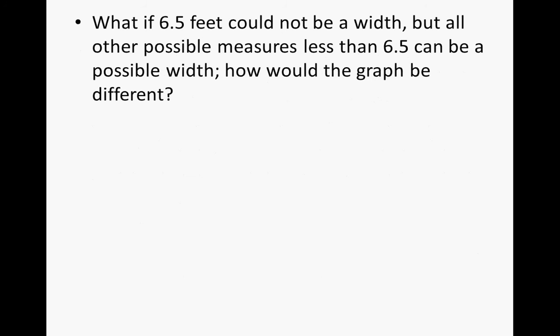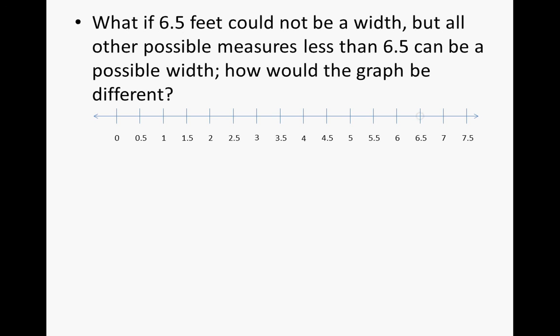So what if 6.5 feet could not be a width, but all other possible measures less than 6.5 feet could be a possible width? How would the graph be different? Well, we would start with our number line again, but this time instead of a closed circle, we would have an open circle to represent the fact that the value cannot be 6.5 feet. Then we would make a solid line going to the left again to 0 to indicate all the other infinite possibilities that could be present, except again 6.5 feet is not one of the solutions.